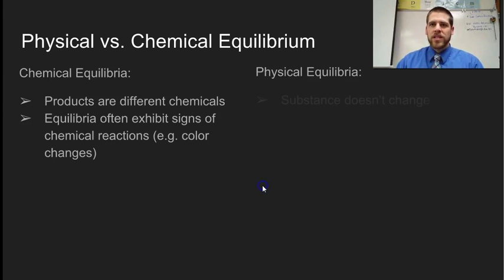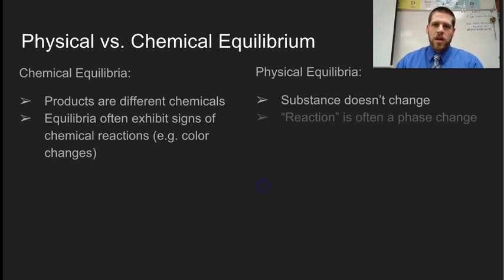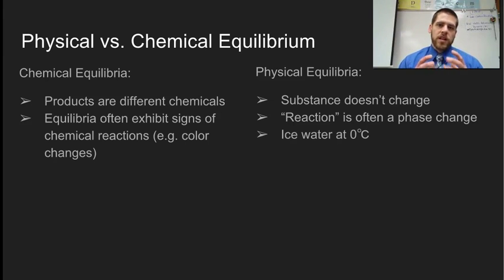With physical equilibrium, it's a little bit different. We're not really changing the identity of the substance itself. So if you want to think of an example of this, think of ice water. If you have a cup of ice water in a really well insulated container and you don't let any heat in or out, the ice water will reach an equilibrium with the solid ice and the liquid water. The ice will never completely melt and the water will never completely freeze. They'll always be in equilibrium with each other.